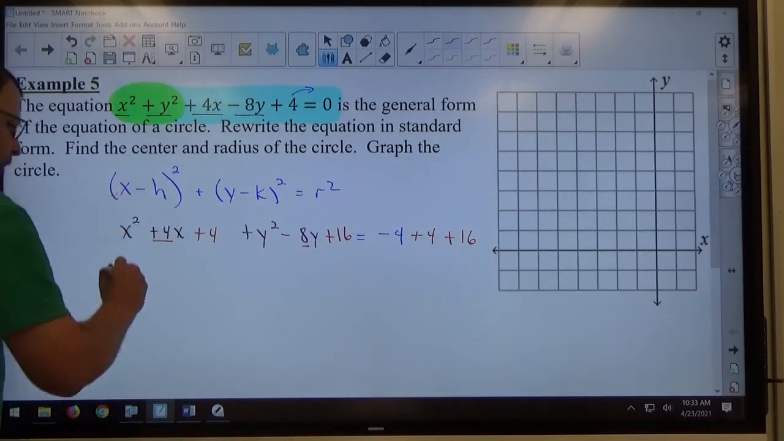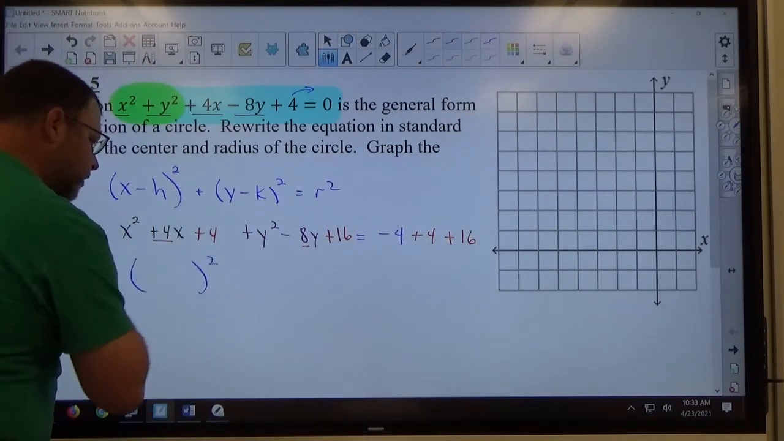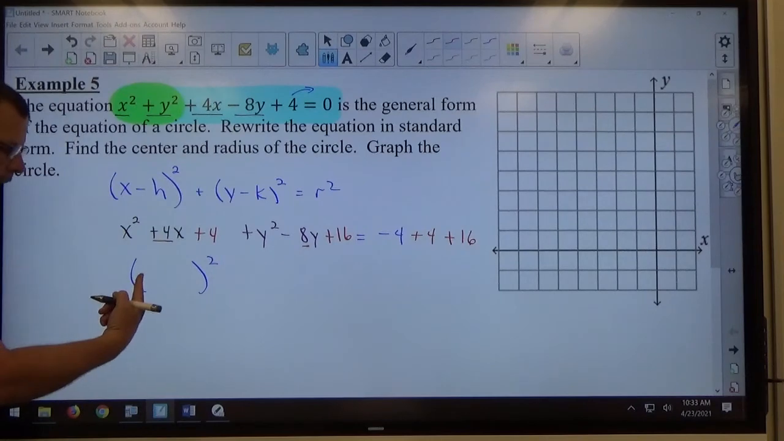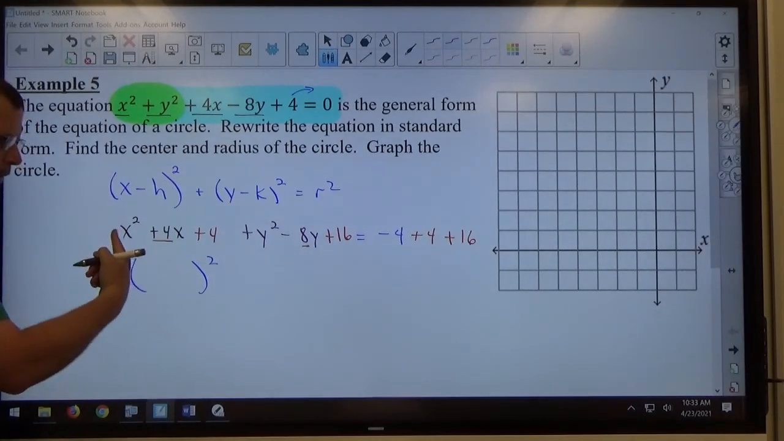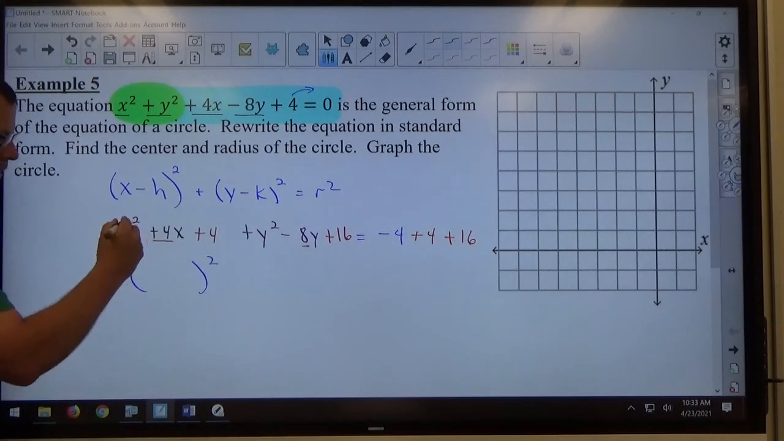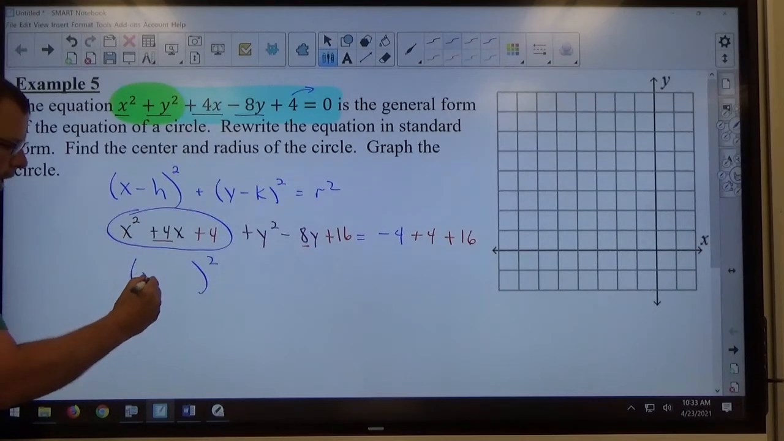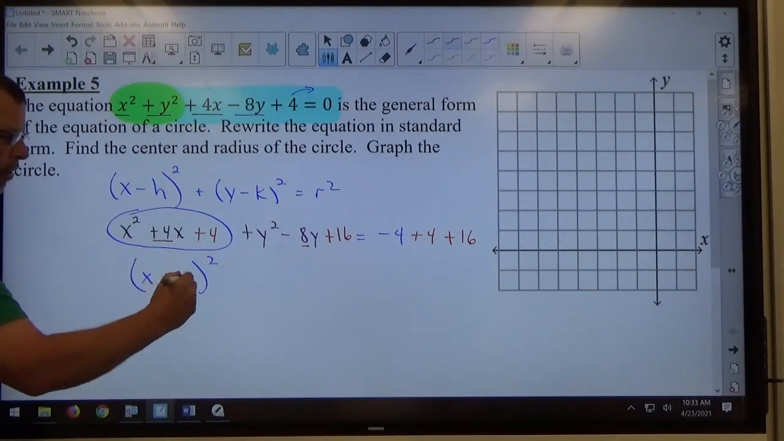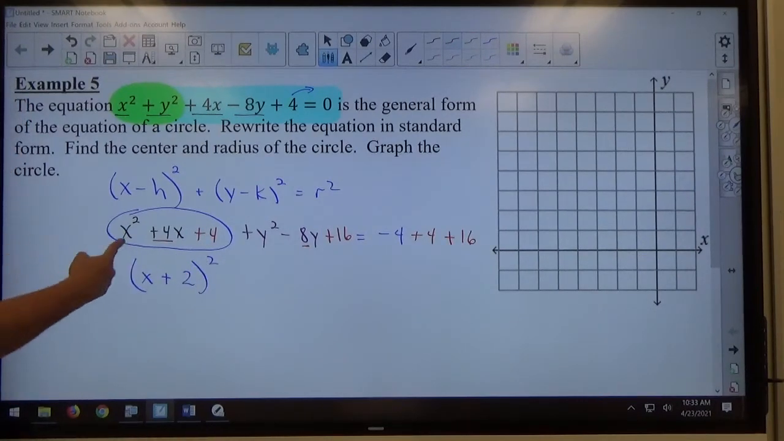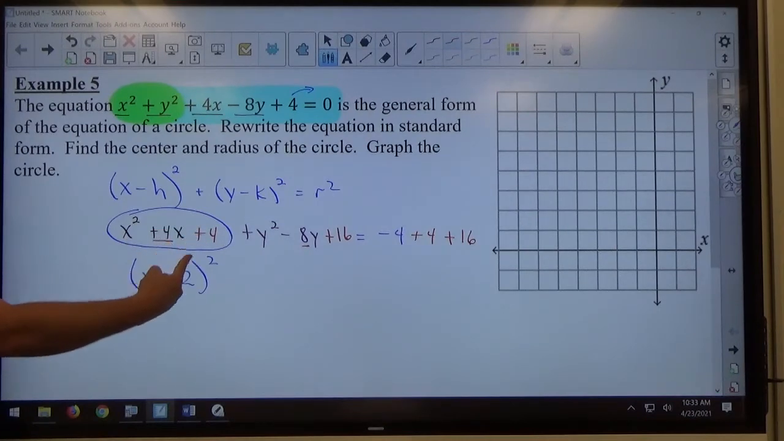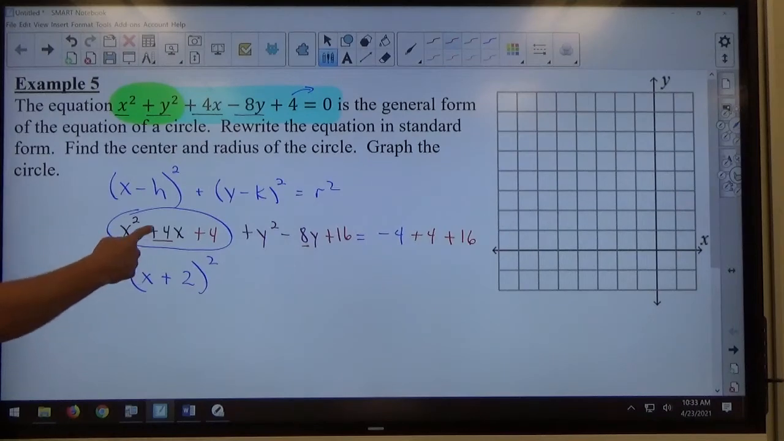Then we're trying to create these structures, so parentheses squared, okay? We need a letter, a sign, and a number. We come from these three pieces up here, so I'm looking at this expression. The letter is the letter, the sign is the sign of the second term, the number is the square root of the third term. First term tells you letter, second term tells you sign, third term square root tells you number. x plus 2.